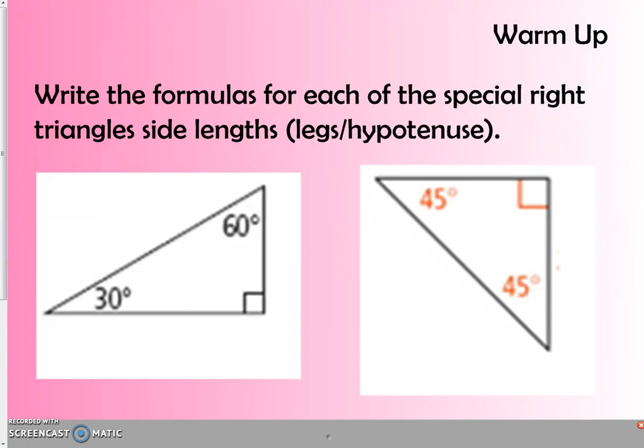All right, so 30 degrees, that gives me x. The side opposite is always my shortest leg. My hypotenuse is twice the length of the shorter leg, and my side opposite 60 degrees is my longer leg, which is x radical 3. For the 45, 45 right triangle, my two sides are equal, so they're x and x. And then my longest side, my hypotenuse, is x radical 2.